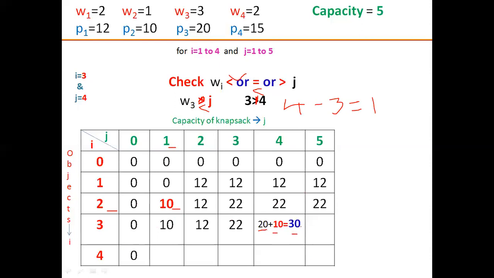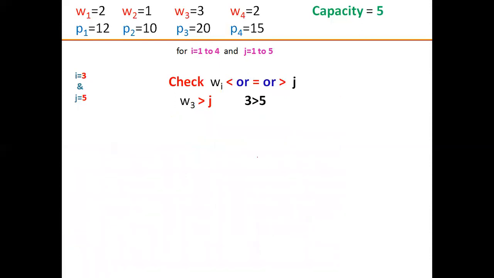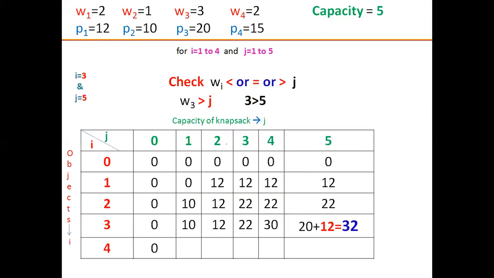So my profit is 30, which is greater than 22. So I have to keep here 30. Similarly, to fill this part, that is third row, fifth column. Third row, weight is 3. So it is less than capacity 5. If it is less than capacity 5, I can add this object. By adding this object, I will be earning the profit. This is P3. I will be earning P3.